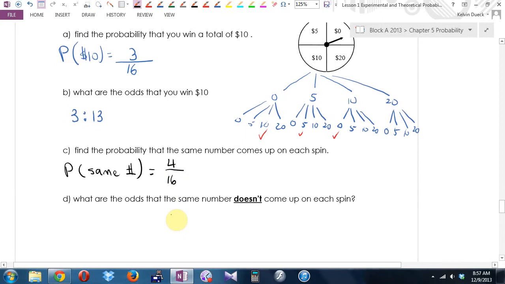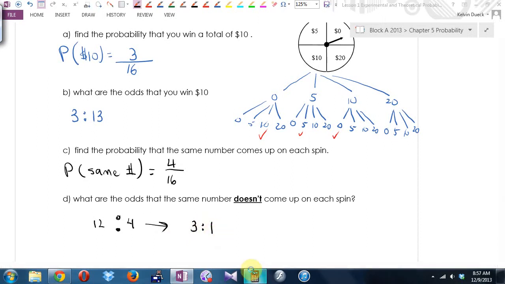D, what are the odds that the same number doesn't come up on each spin? What to what? I'll give you a hint. 12 to 4. Now, this is almost always written in lowest terms. So what would 12 to 4 be in lowest terms? 3 to 1. Mr. Dueck, how did you do that?